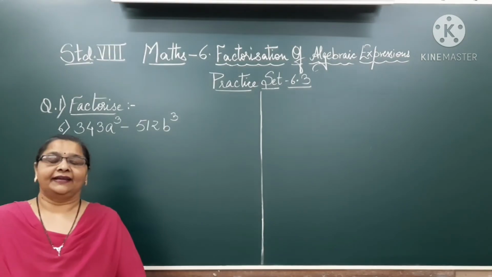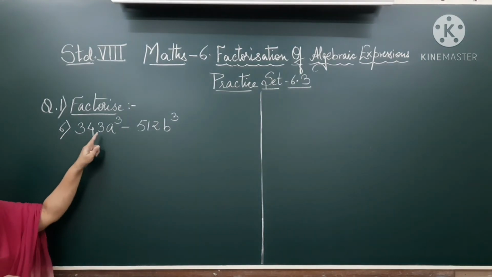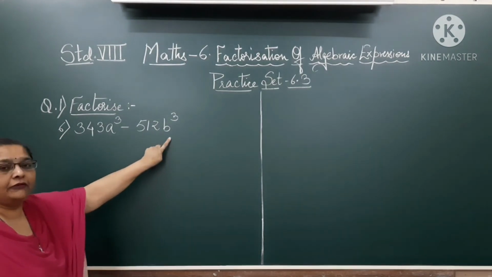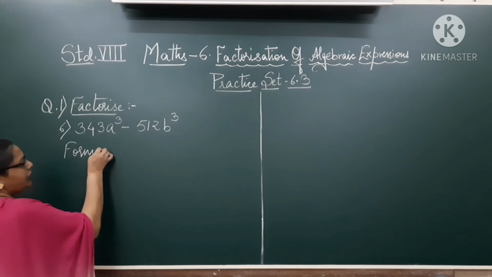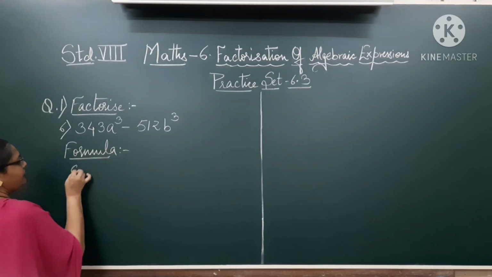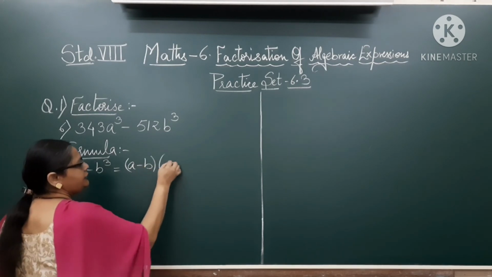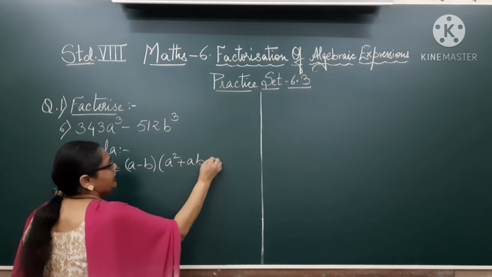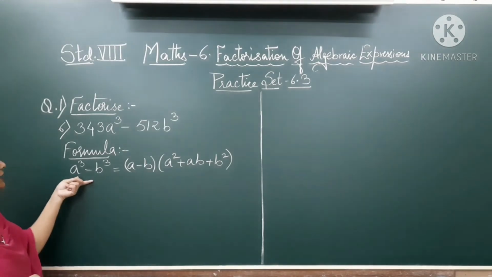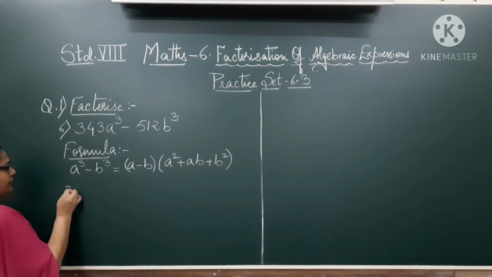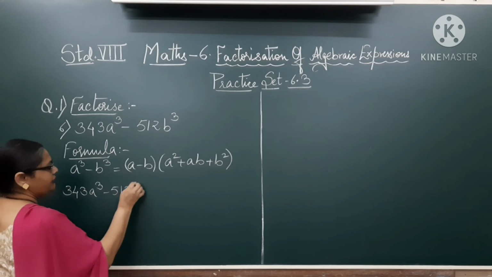Yes, let us continue to factorize the 6th example, 343a cubed minus 512b cubed. Of course, as we know the formula, let us use the formula a cubed minus b cubed is equal to (a − b) into (a squared plus ab plus b squared), right? So let us use the same formula to factorize 343a cubed minus 512b cubed.